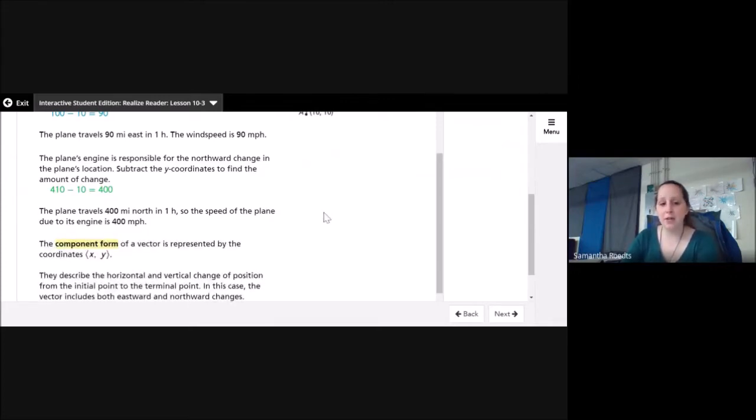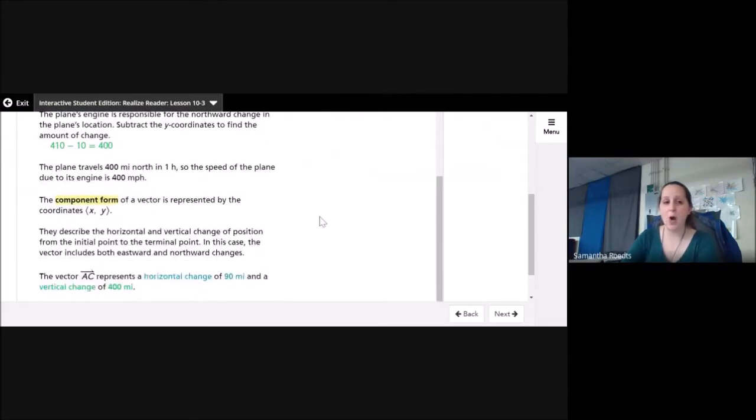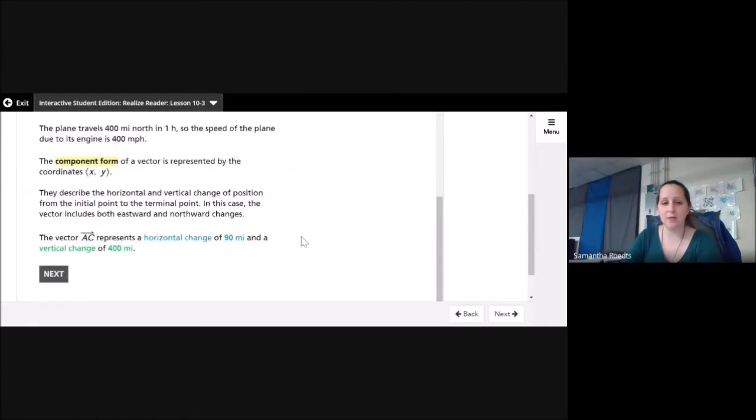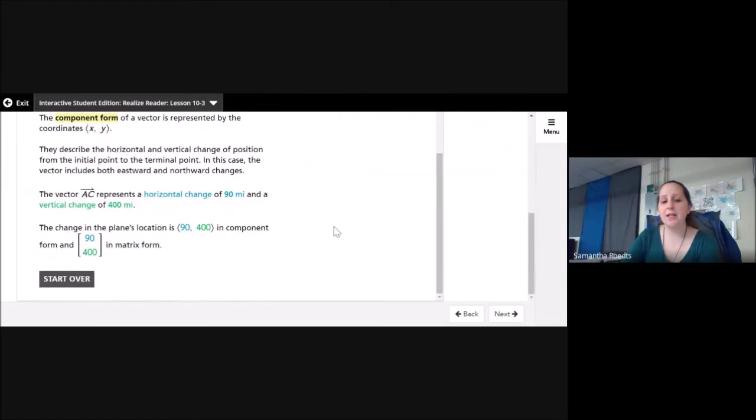The component form of a vector is represented by the coordinates x, y. Notice the brackets as opposed to normal parentheses or braces that we've used for matrices and things like that in the past. They describe the horizontal and vertical change of position from the initial point to the terminal point. In this case, the vector includes both eastward and northward changes. The vector AC represents a horizontal change of 90 miles and a vertical change of 400 miles. The change in the plane's location is ⟨90, 400⟩ in component form, and the column matrix 90, 400 in matrix form.